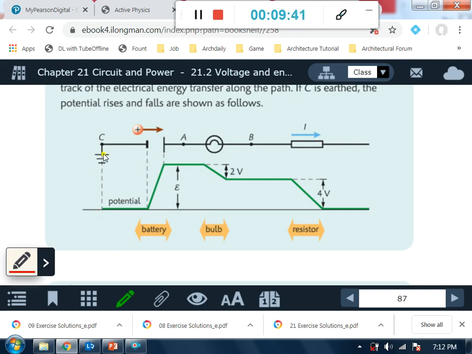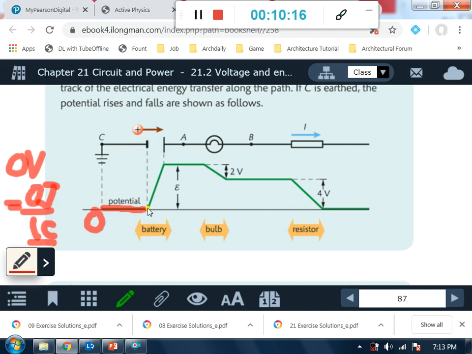But how about C? C will be the negative terminal, so this one should be 0 volts. Remember, what's the meaning of 0 volts? It should be 0 joule per coulomb. Then what will happen? Inside the wire without any resistance, there is no change at all. But inside the battery, the energy factory, this one will give energy to the charge. In each coulomb, it will give it energy, 1 joule, 2 joule, and so on.